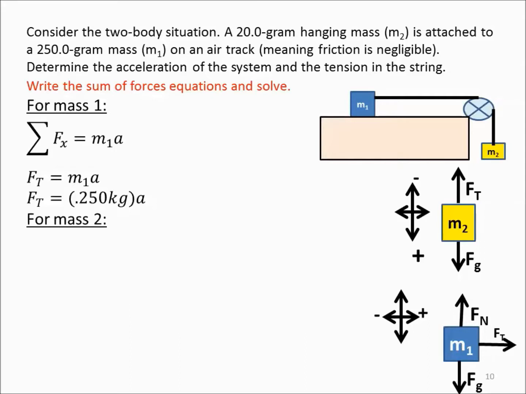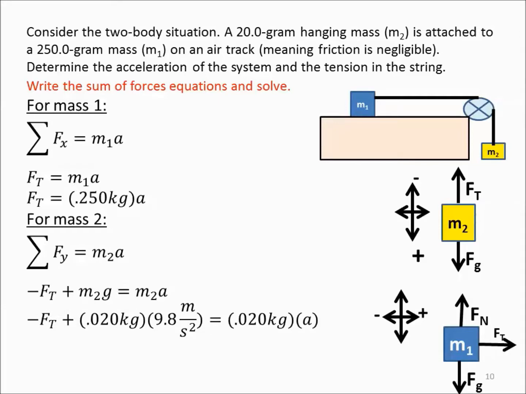Now we're going to use that by looking at mass 2. And for mass 2, we're looking in the y direction. Sum of forces in the y direction is mass 2 times acceleration. Make sure you make your force of tension negative because we defined it that way, and your force of gravity is positive. Negative force of tension plus m2g equals m2a.